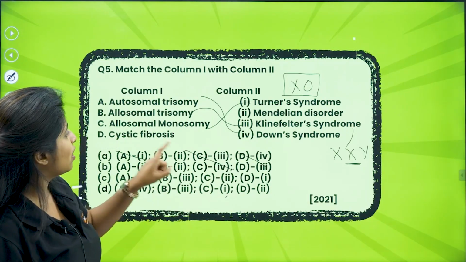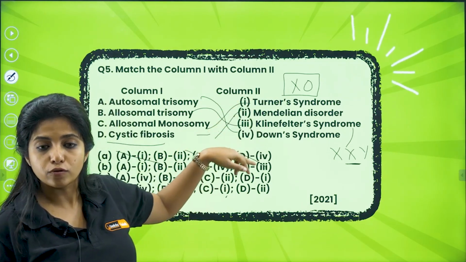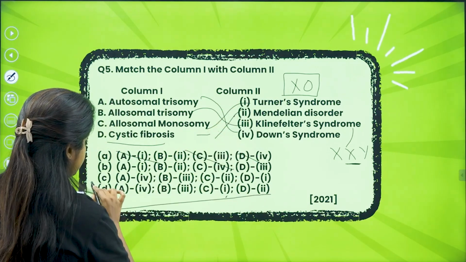C goes with 1. Now, I have cystic fibrosis. That is a Mendelian disorder. That means it's a genetic disorder. It's not chromosomal. So, this would be your answer.